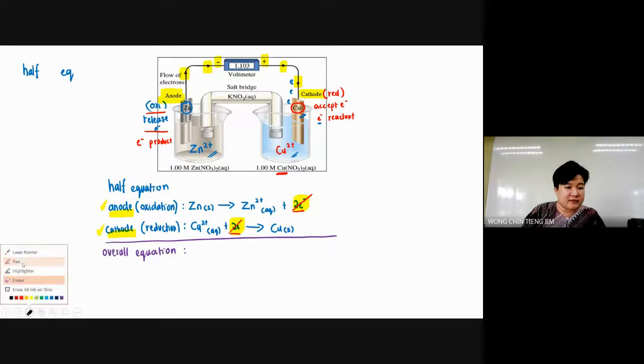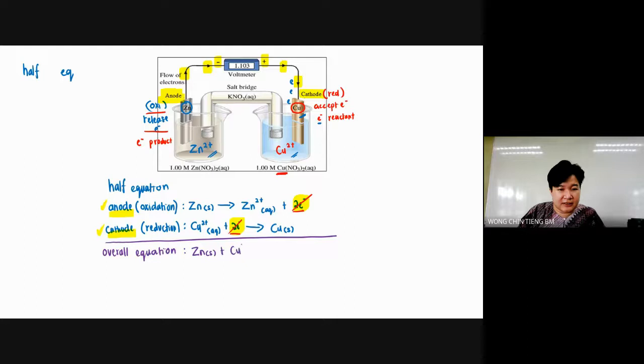And then kita combine. When you cancel off your electron already, what we do next is we combine them. Everything that is on the reactant remains on the reactant. Your zinc solid, your copper 2+ aqueous, and then your product remains your Zn2+ aqueous, and also your copper solid. And that is your overall equation. Okay, setakat ni.